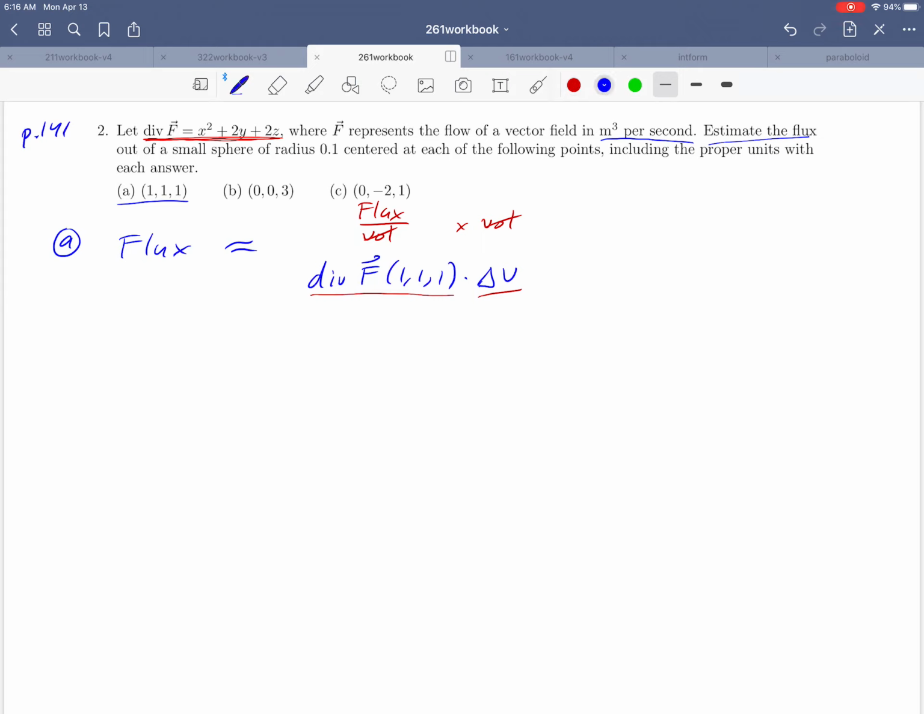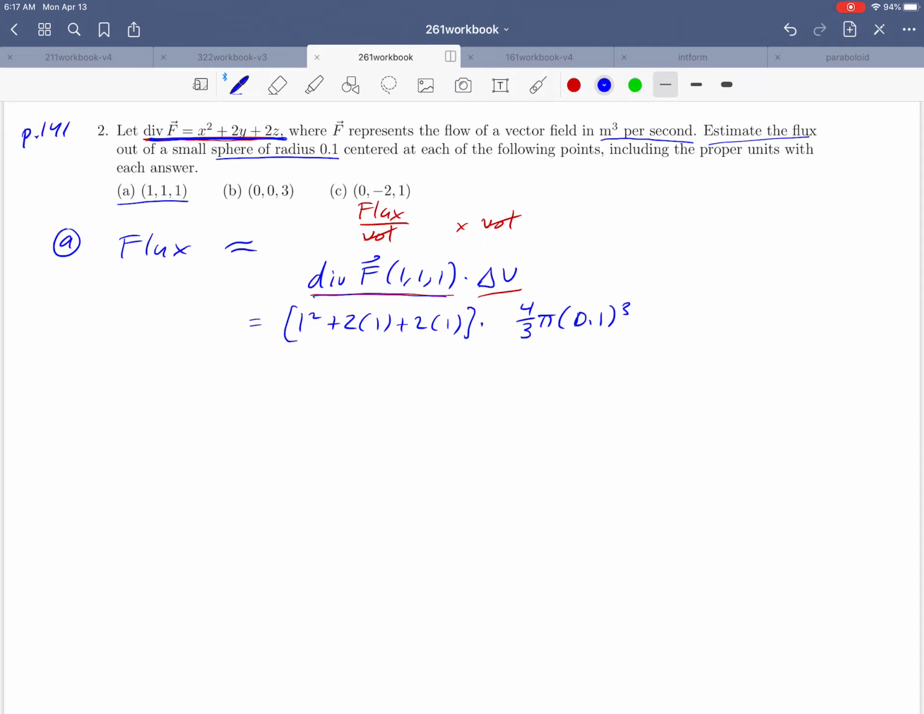All right, so first thing we need to calculate is the divergence that we have here. We've got a formula for that, so we'll just go up to the top of the page and substitute our three numbers in. So the divergence is 1 squared plus 2 times 1 plus 2 times 1. And then we're going to multiply it by the volume. Remember that this is a sphere of radius 0.1, so if we use the formula for the volume of a sphere, we're going to get 4/3 pi r cubed, okay, which is going to look like that.